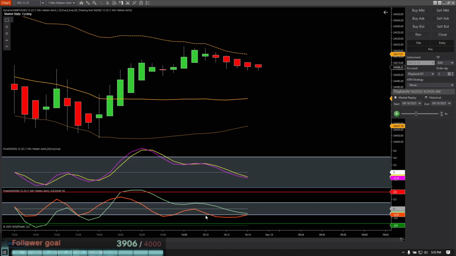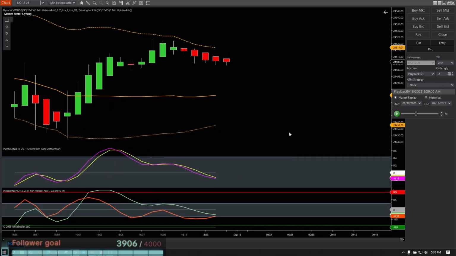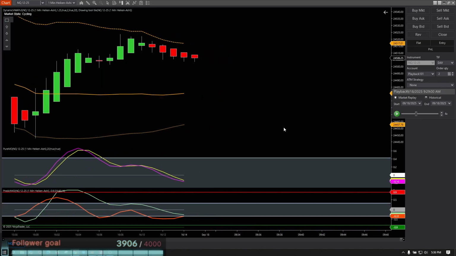And that's where PredictMO comes in. We're going to see after the demo how PredictMO would have nailed those nice cyclic turns where PureMO would have kept you in the trade and lagged a little bit getting out. Okay, so this is really important to watch because there's a lot of detail in this today. So let's go ahead and get started, guys. All right, 5, 4, 3, 2, 1, let's go.